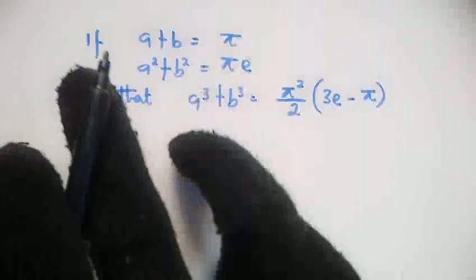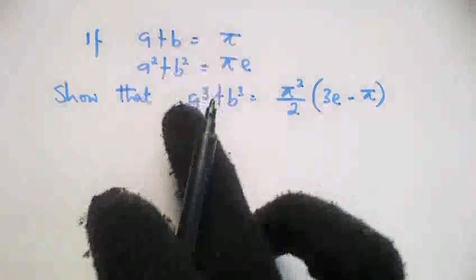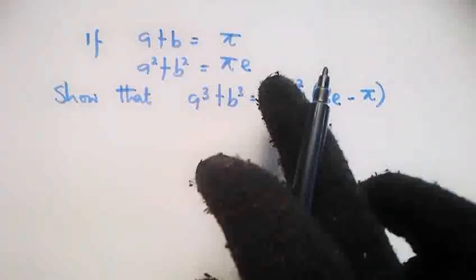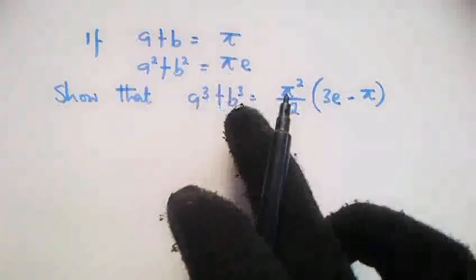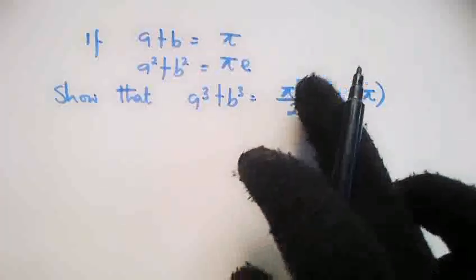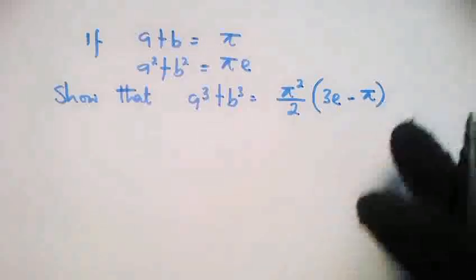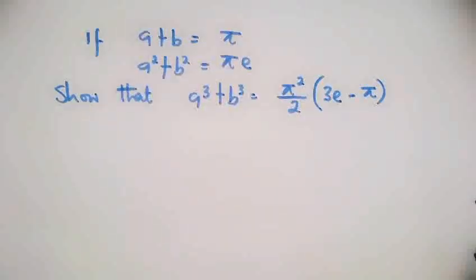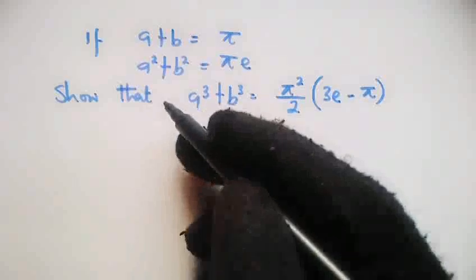If a plus b is equal to pi, and a squared plus b squared is equal to pi times a, show that a raised to the power 3 plus b raised to the power 3 is equal to pi squared over 2, open bracket, 3 times a minus pi, close bracket. Now we need to find the value of a times b first.